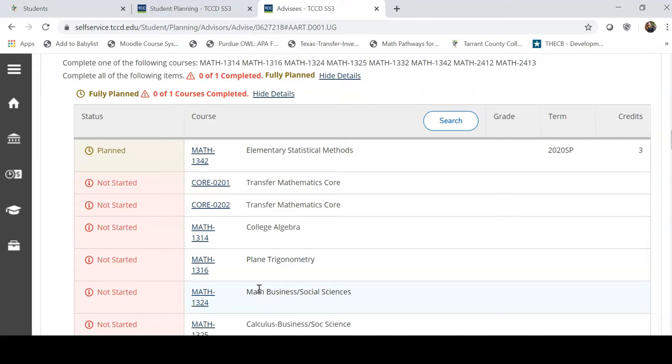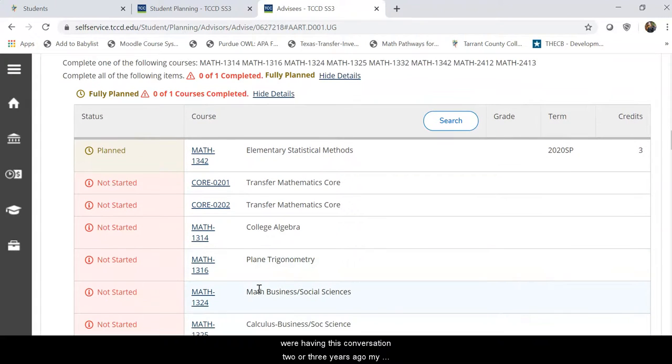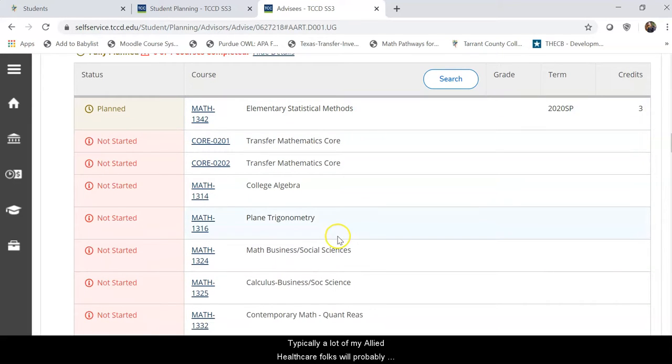For the math, so this is where things kind of get a little bit different. If we were having this conversation 2 or 3 years ago, my responses would look a little bit different. But now, with us trying to be more efficient and get you guys graduated sooner, the math that you take is going to depend on what you're studying and what your next move is going to be. So typically, a lot of my healthcare folks will probably take statistics and or contemporary mathematics. Depends on where you're going and what you're studying.